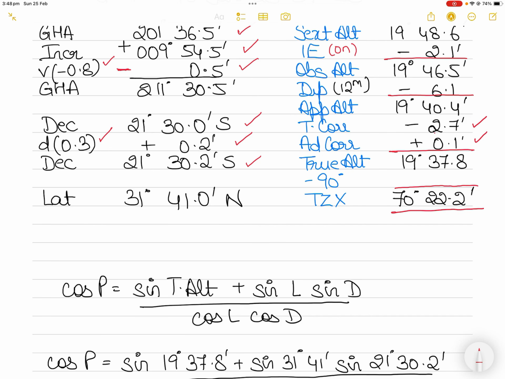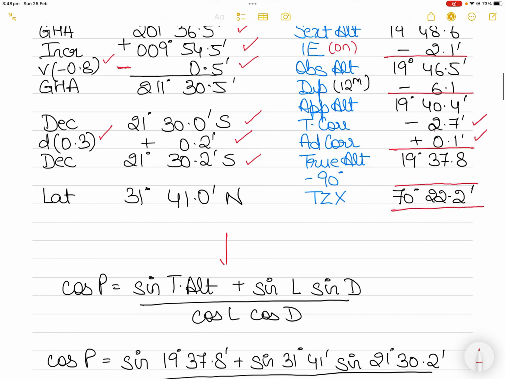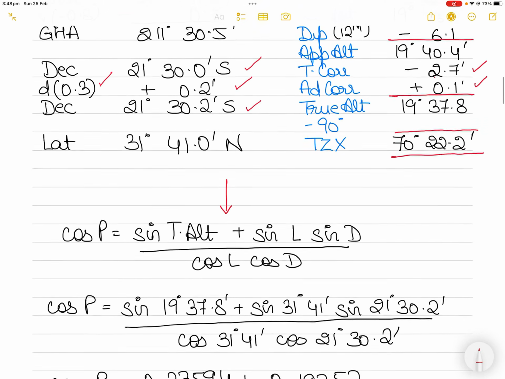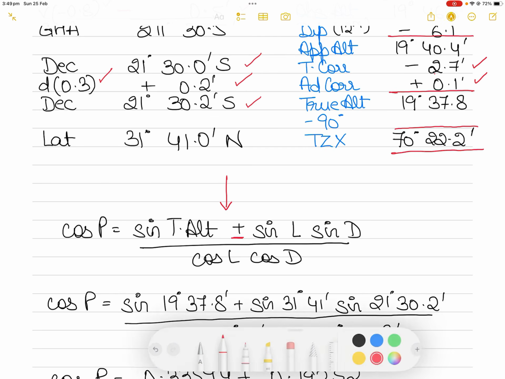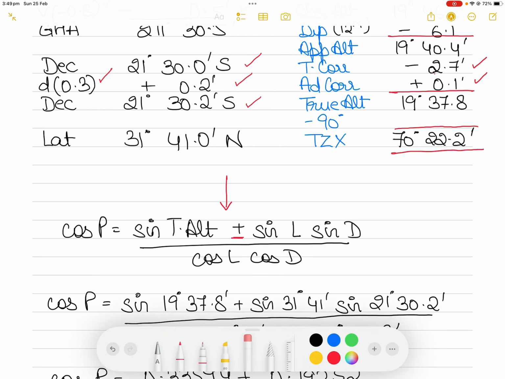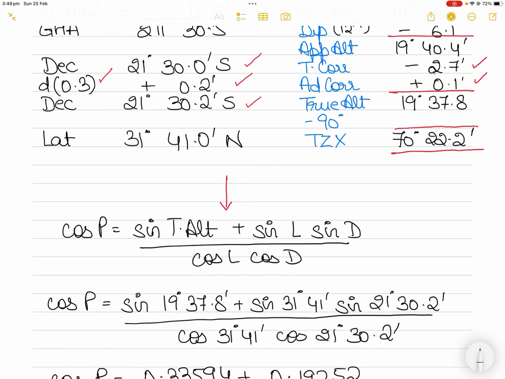All right, so then what we do is we use the formula here given to us, cos p equals sine true altitude plus minus sine lat or sine declination. So there is a minus here as well and we have to choose either plus or minus. Now how do we choose either plus or minus depends on the name of the declination and latitude. So if the declination and latitude are different names, in this case one is south and the other is north, we will use plus. If they were both same names, if they were both south or both were north, I would have used minus.